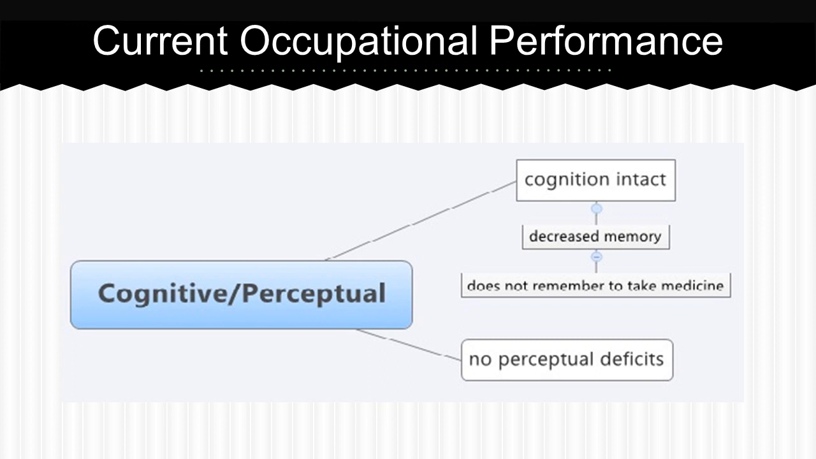Now we will outline Dmitri's current level of occupational performance when occupational therapy treatment begins. Dmitri has no perceptual deficits and has intact cognition except for his memory. This affects his ability to remember to take his medications. Although this is not a direct result of the fracture, it is important for his healing and recovery.